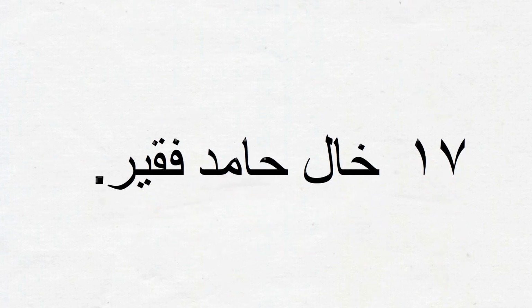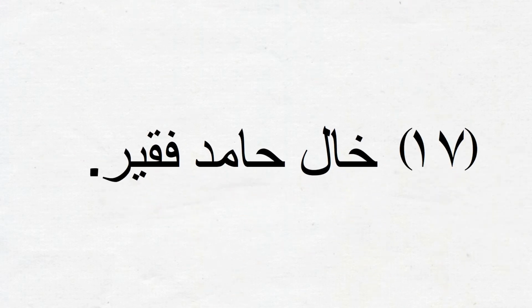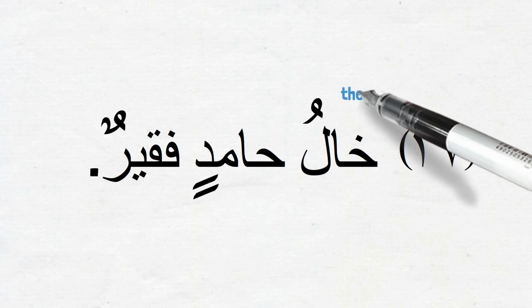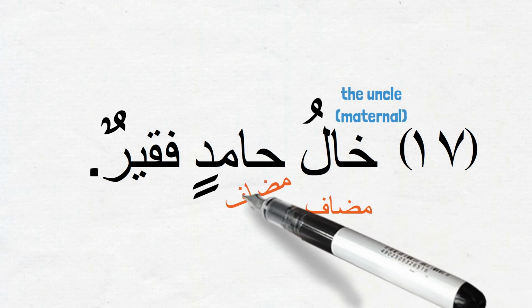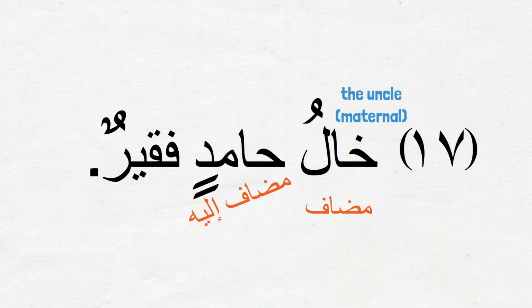Number 17. Khalu hamidin faqirun. Here, al-khalu means the maternal uncle. Because it is coming as mudaf, it does not carry the al-article here. Hamidin is the mudaf ilayh. The ism khalu is the mubtada and faqirun is the khabar of the ismiya sentence. The translation would be the maternal uncle of Hamid is poor.